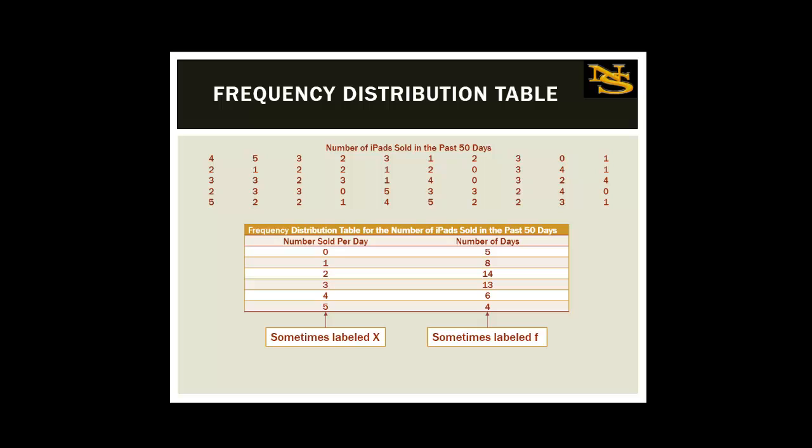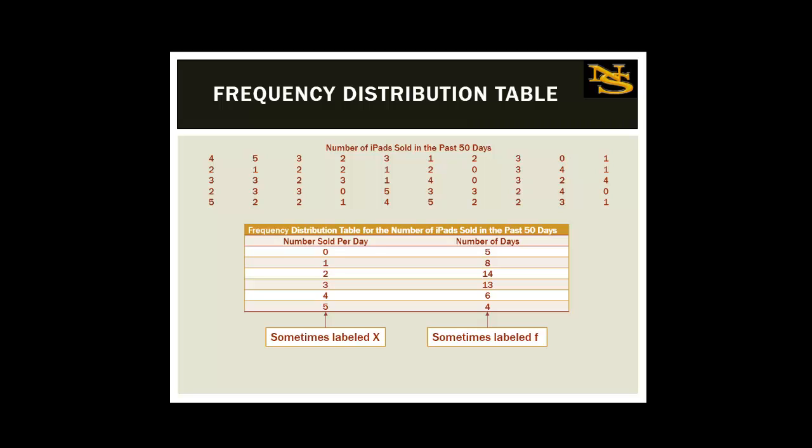So if you look at the frequency distribution table below, you can see how that's constructed. What you do is in the first column, you provide the label for what's actually being measured. So in this case, we're looking at the number of iPads sold per day. So that's our first column. And in that first column, you want to represent the full range of values in your data set, from lowest to highest, top to bottom.